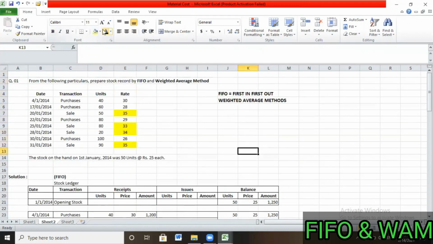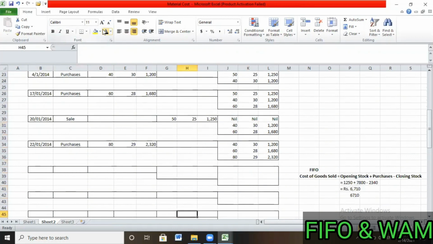On 25th and 28th you have sales transactions. So let's see what is happening over here. On 25th we need to sell, and how much quantity is given there? 80 units need to be sold. But you can't sell directly 80 units because you have 40 units first. So that has to be given at the rate of 30, and the balancing 40 units as per the rate of 28.